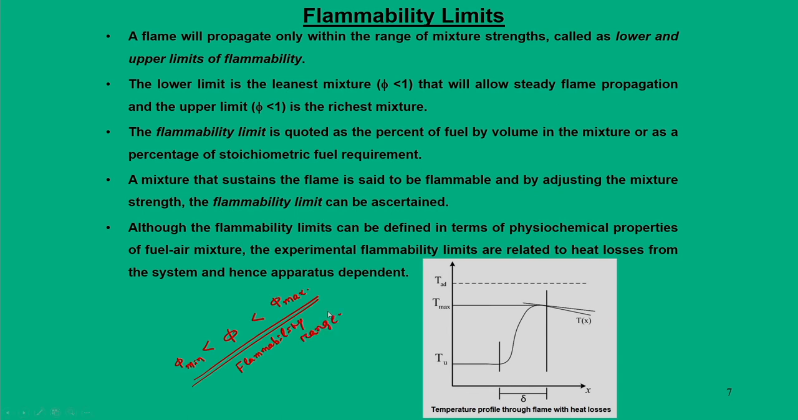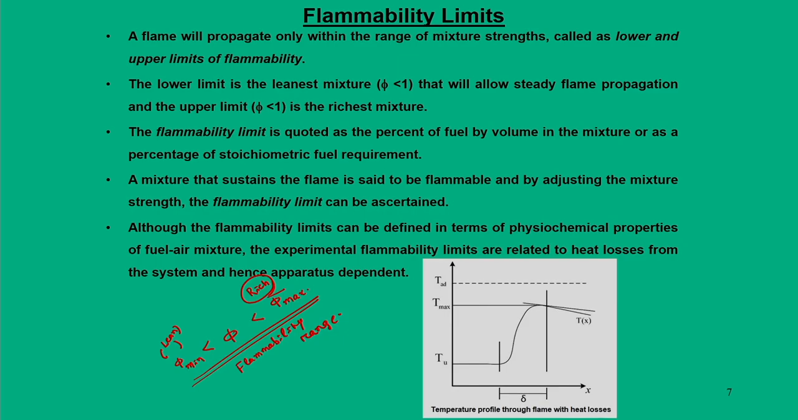And the most important thing is that this minimum limit falls in the lean zone and the maximum limit falls in the rich zone. So, for a given air fuel ratio or given equivalence ratio or given air and fuel combinations, we have a flammability range by which we can decide whether we can have a self-sustained flame or not, and that range we call the flammability limit. The lower limit phi less than 1 allows a steady flame propagation, and the upper limit phi greater than 1 is the richest mixture. The flammability limit is quoted as the percentage of fuel by volume in the mixture or percentage of stoichiometric fuel requirement.